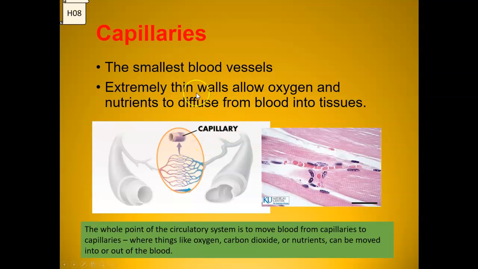So these walls are extremely thin to allow stuff to diffuse in and out. In this picture on the right, you may recognize our muscle cells right there. And then this is a single capillary with individual red blood cells working their way through. You can see that happening there. So that's as big as that one capillary is.